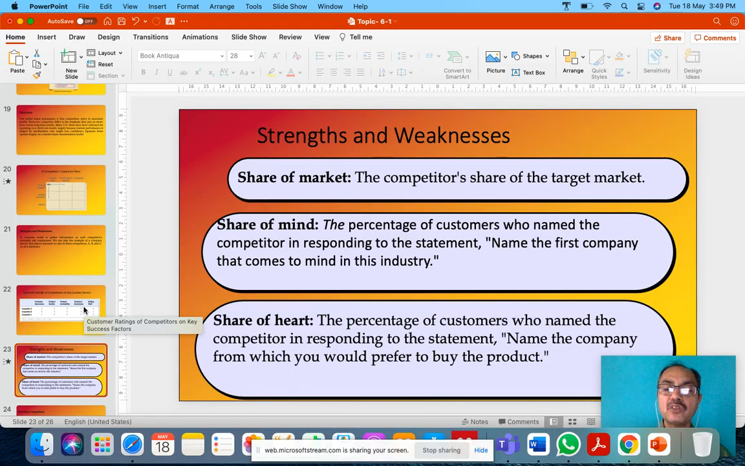For example, if you take toothpaste and ask which company comes first to your mind, sometimes they can say Colgate or Pepsodent or Promise or Close Up. Whatever comes up is converted into a percentage. And share of heart is basically which brand they are going to buy, like, name the company from which you would prefer to buy that product. Share of heart is very important, because you may have a product in mind but not purchase it. If you are going to purchase it, that comes under the category of share of heart.